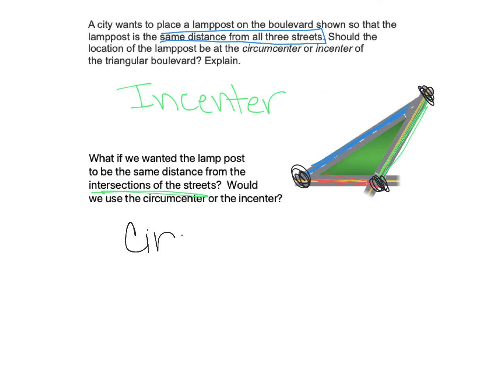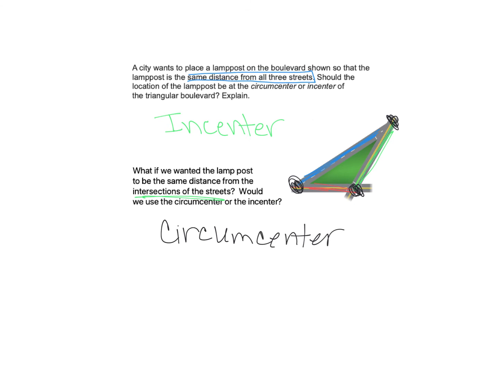And if we want to be the same distance to the vertices of the triangle, then we would want to use the circumcenter. So this would be an example of, depending on what your goal is with finding a center, if you want to be close to the streets, you want to be close to the corners, you want to be different places, you might use different centers of a triangle. So that was just kind of a more real life example kind of thing.